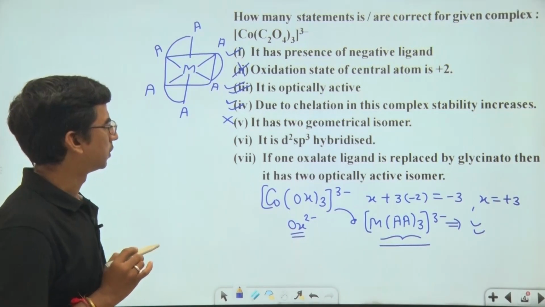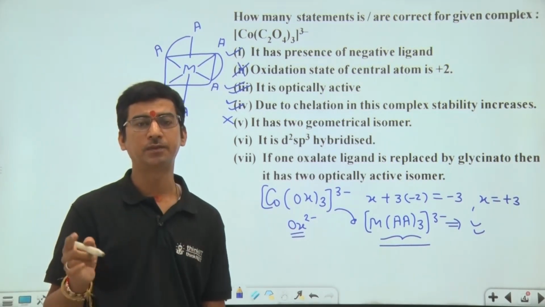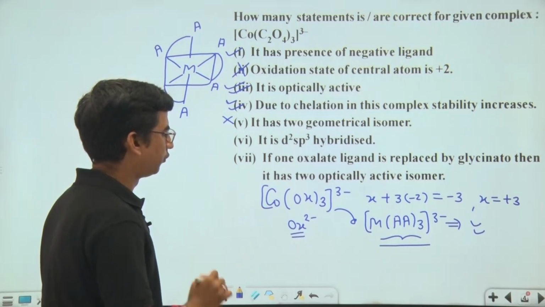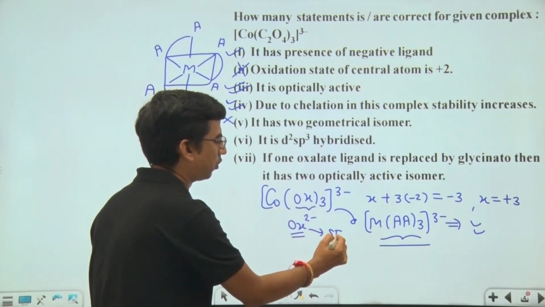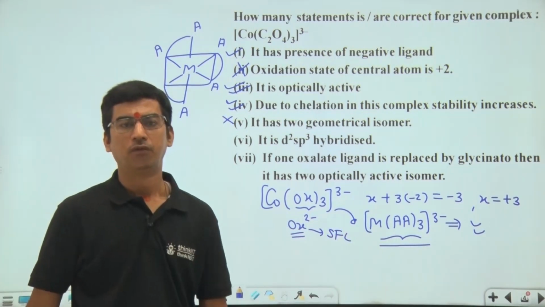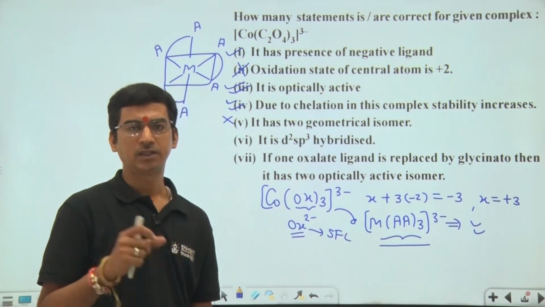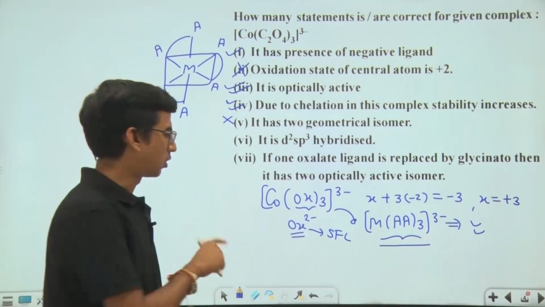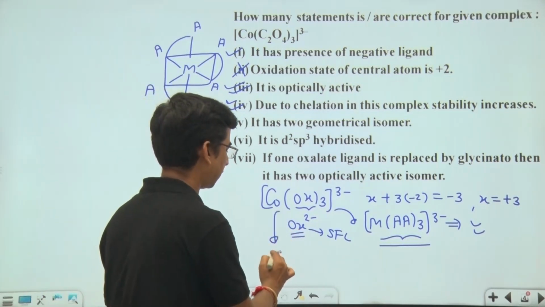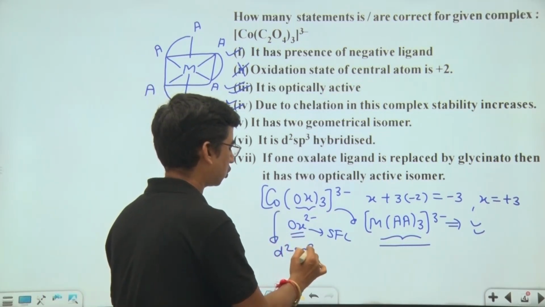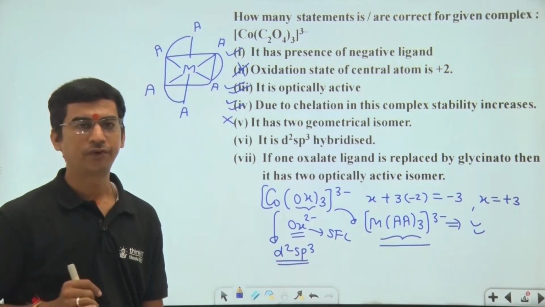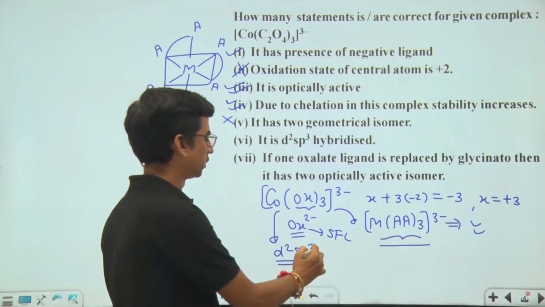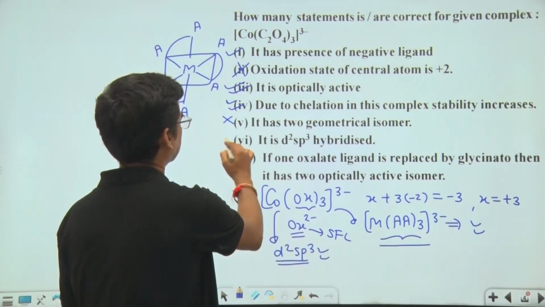Now we come to option number 6. It is d2sp3 hybridized. Students, we know that oxalate is a strong field ligand for cobalt plus 3. Thus, this complex will be d2sp3 hybridized. All the electrons of cobalt plus 3 will be paired. Cobalt plus 3 has d6 electronic configuration. Thus, it will be d2sp3. So option number 6 is correct.